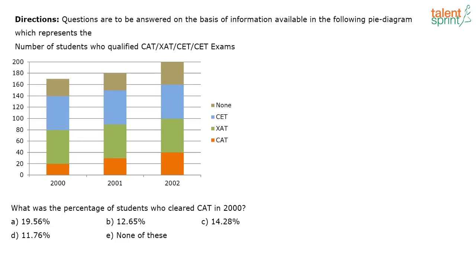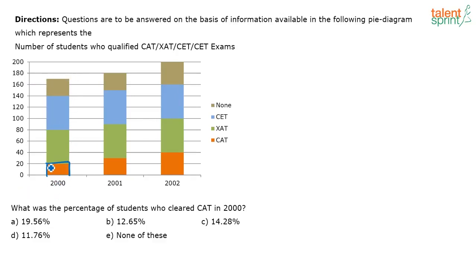The question is this: what was the percentage of students who cleared CAT in 2000? What's the answer that you're getting for this one? If you look at the year 2000, this is 2000. How many students have cleared CAT? 20 students have cleared CAT. Totally, how many students have appeared for the examination? These many students are there.